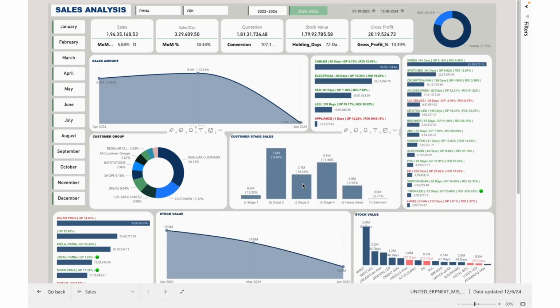Further, some customers may purchase stage 1 and stage 2 items but may not purchase stage 3 and stage 4 items. In that case, we have to get the data of the customers who have not purchased stage 3 and stage 4 items, and that data we can use so that a different team can follow up on sales and increase sales.